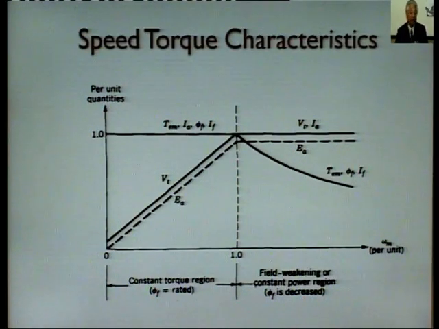Now, what is the effect? If you are decreasing the flux, since it is inversely proportional to speed, the speed is going to increase. But since you cannot increase the flux, you cannot decrease the speed. So, this field control method or flux control method is mainly used for higher speed uses.